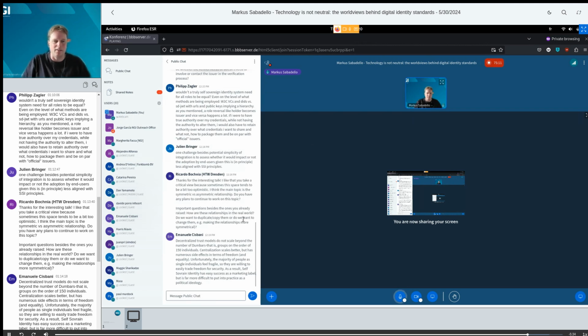How are these relationships in the real world? I think I failed to really address that. Do we want to duplicate the relationships in the real world, or do we want to change them? Do we see technical standards and protocols not just as something that reflects the relationships and social structures that we have, but also potentially as a tool for political activism, right? We want to change the world by making standards in a certain way. Good question. I don't have the answer. I'm sorry.